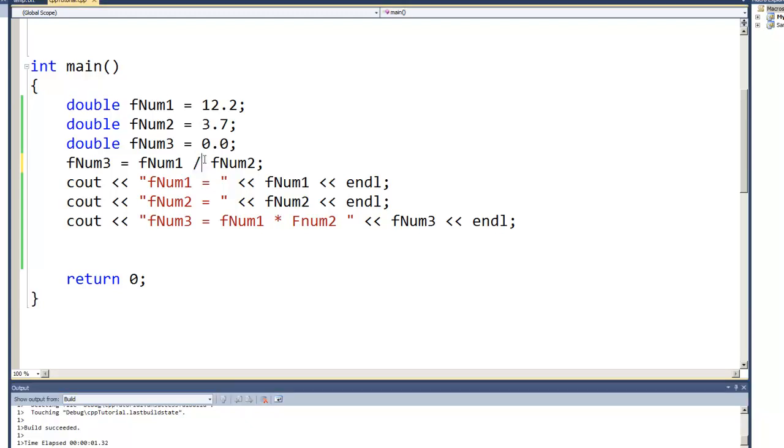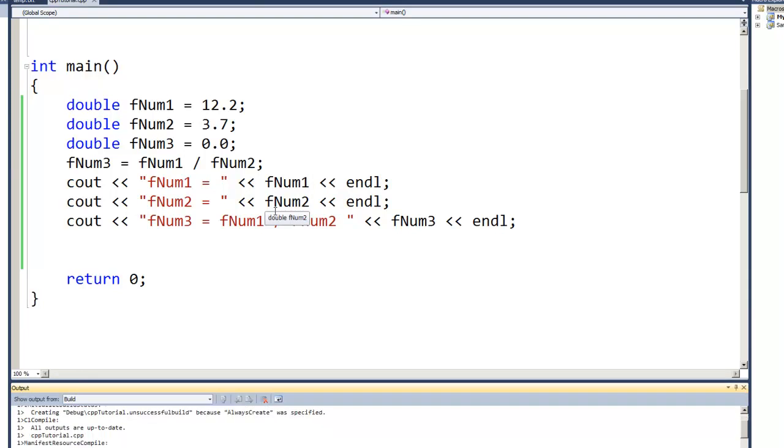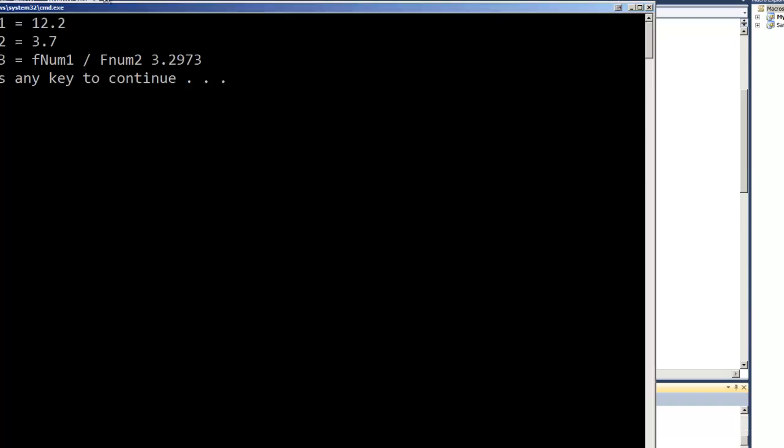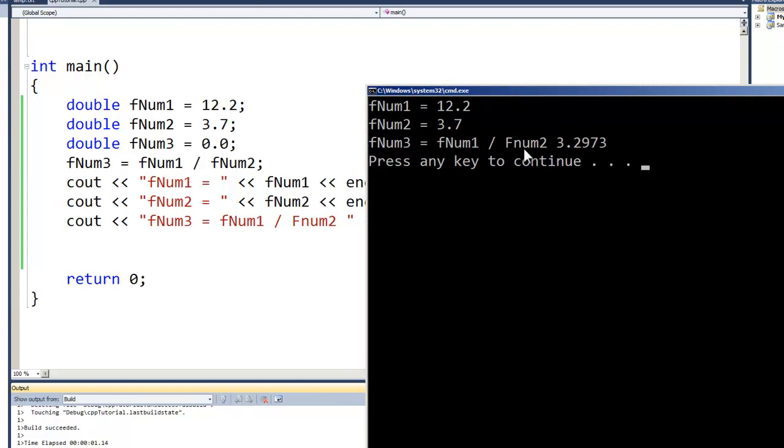Might as well do a division of the two just to see what happens with the division. And then I'll do one with parentheses. When we do the division, we've taken fnum1 divided by fnum2, 12 something divided by 3 something, which gave us 3 and a fraction. So once again, it's done the calculations as we would expect.